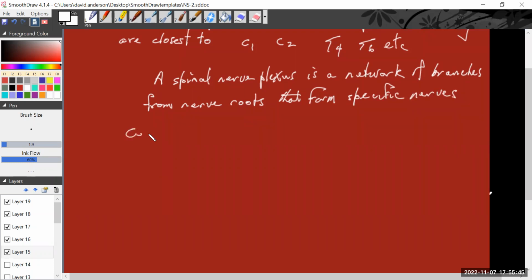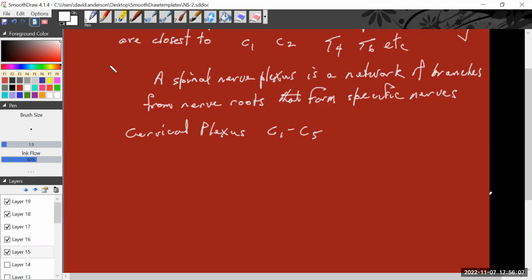The cervical plexus is made up from the nerves from C1 to about C5. Okay, there's a little bit of overlap. So C4, C5 is where the cervical plexus is.